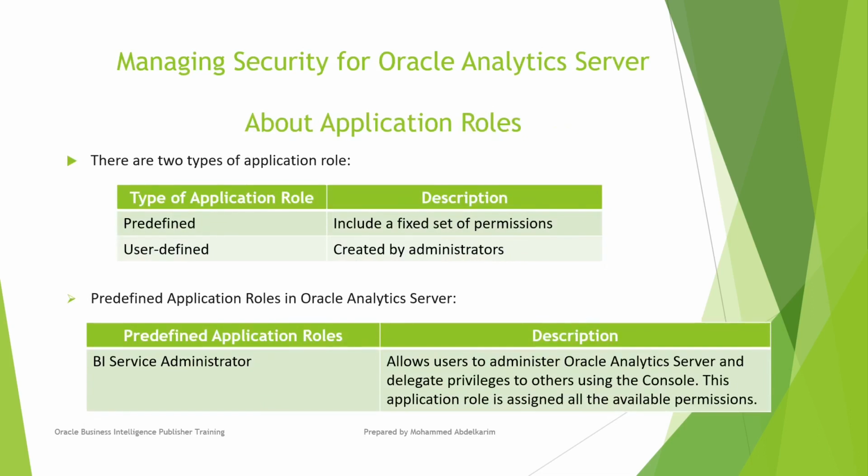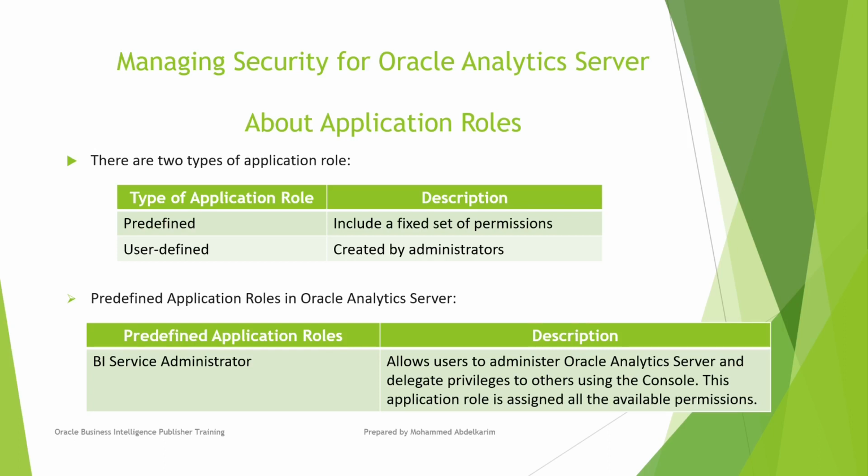Now, about application roles. There are two types of application role. The first type is predefined, which includes a fixed set of permissions, like BI Service Administrator, DV Consumer, DV Content Author, and we have user defined. User defined roles are created by the administrator. You can give the name as you want.